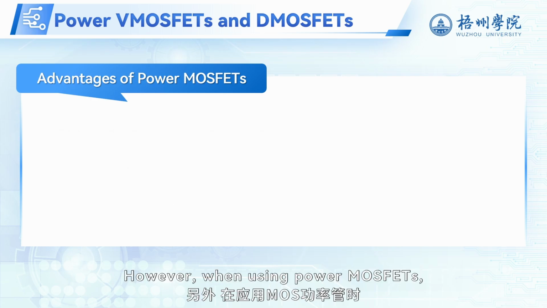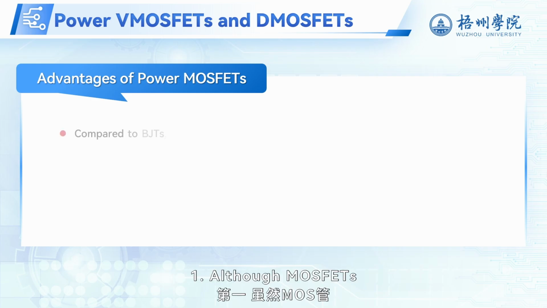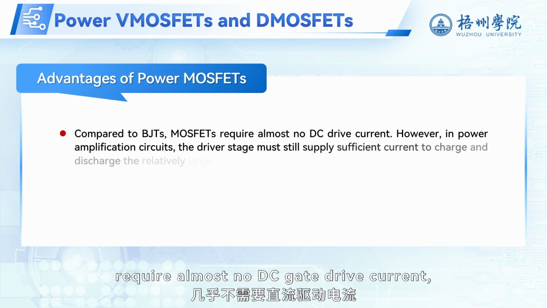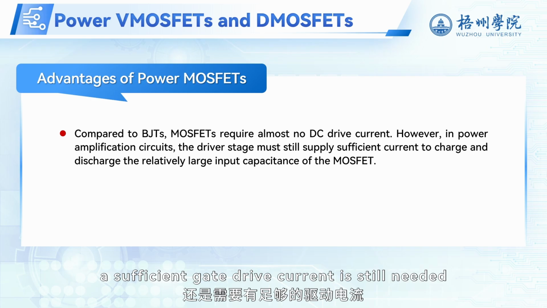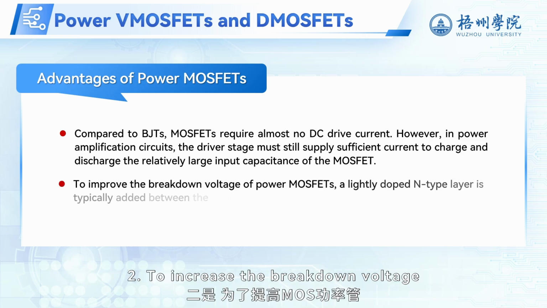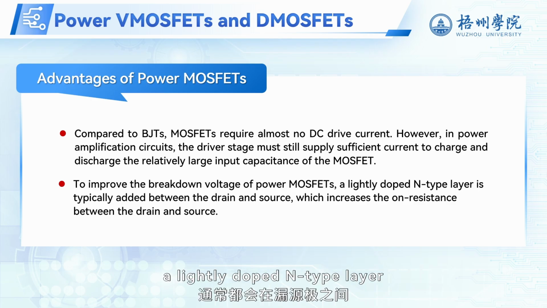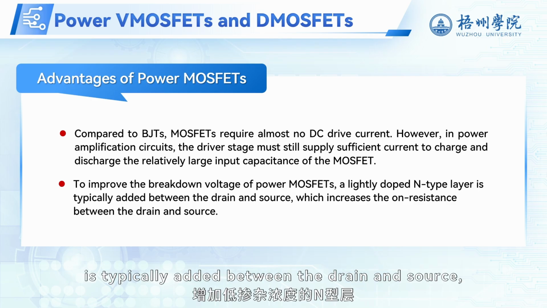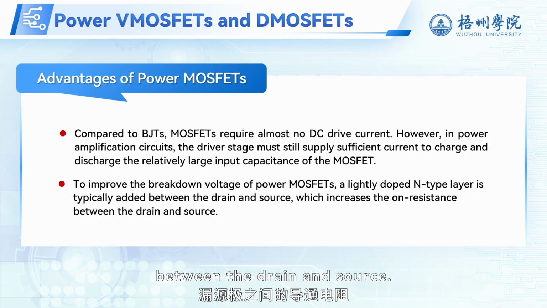However, when using power MOSFETs, two important considerations must be kept in mind. 1. Although MOSFETs require almost no DC gate drive current, during dynamic operation, a sufficient gate drive current is still needed to charge and discharge the relatively large input capacitance of the gate. 2. To increase the breakdown voltage of power MOSFETs, a lightly doped N-type layer is typically added between the drain and source, which in turn increases the on-state resistance between the drain and source.